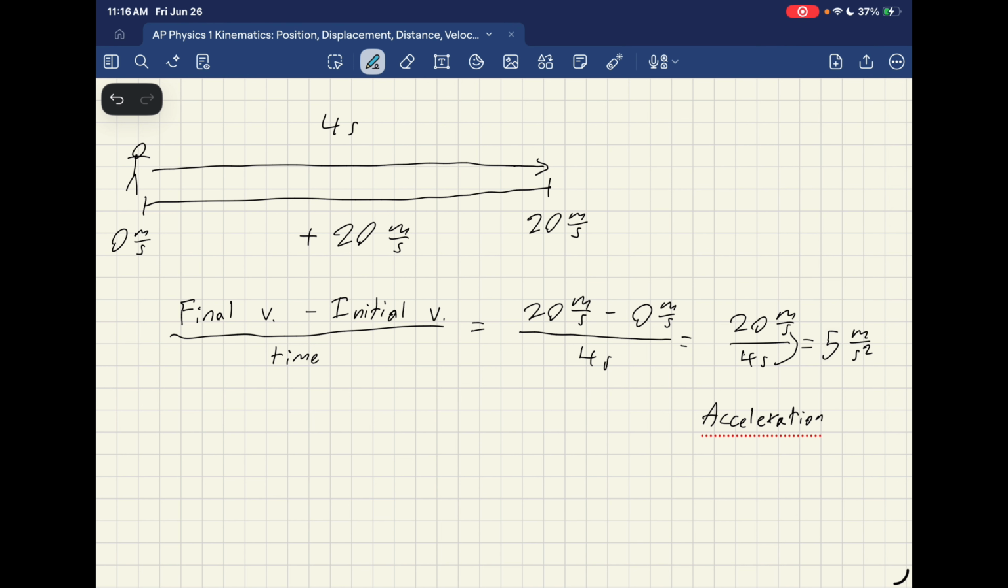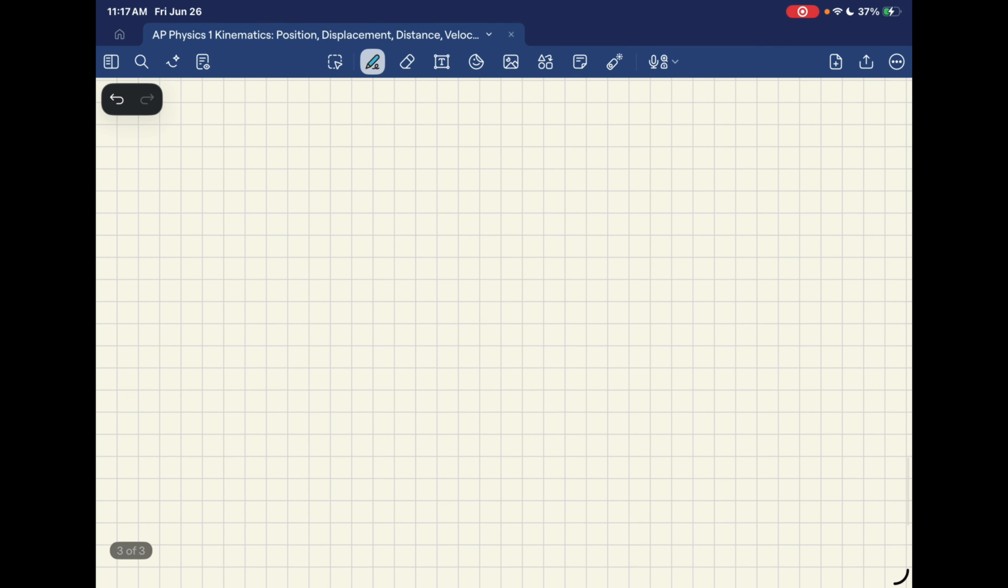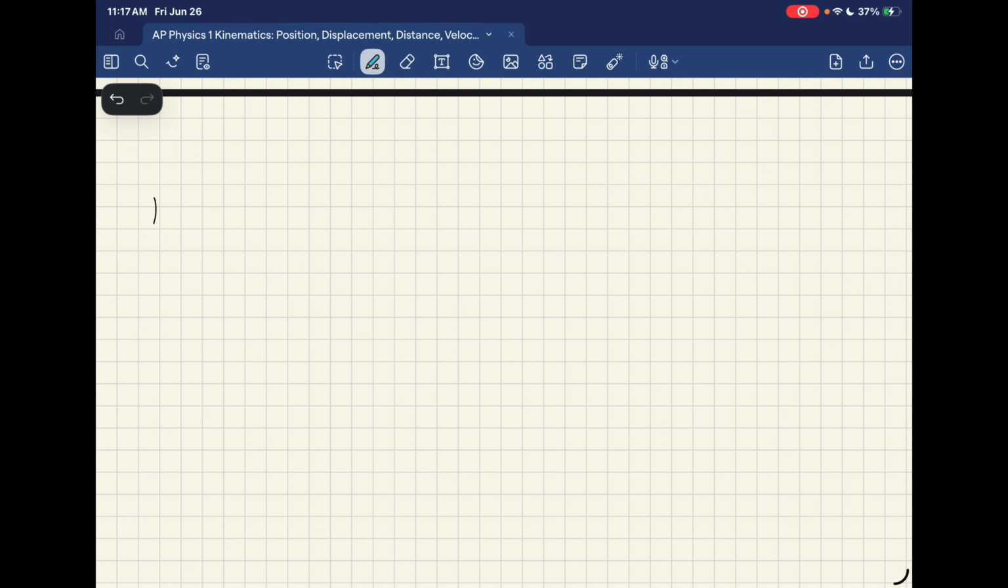Acceleration, since it is based on velocity, which you remember is directional, is also directional. Let's say we have an example where our runner is now slowing down. Here, he's starting at 20 meters per second, and then he's slowing down to a light jog at 8 meters per second. I'm not a runner, so I don't know if 8 meters per second is a light jog or not, but that's not that important. And let's say that the time he takes to slow down is 4 seconds.